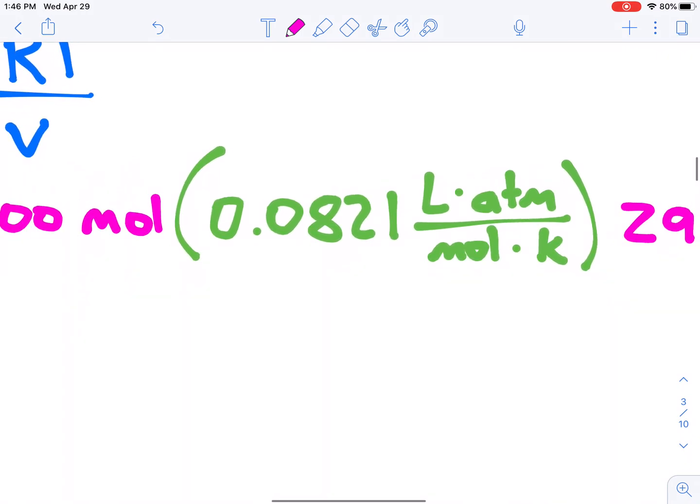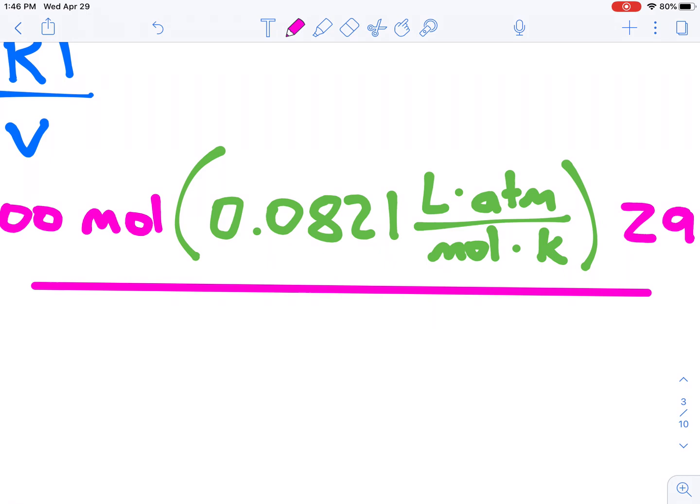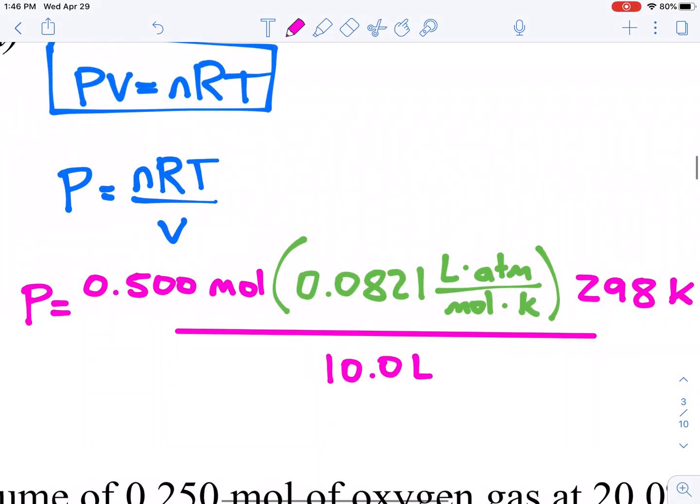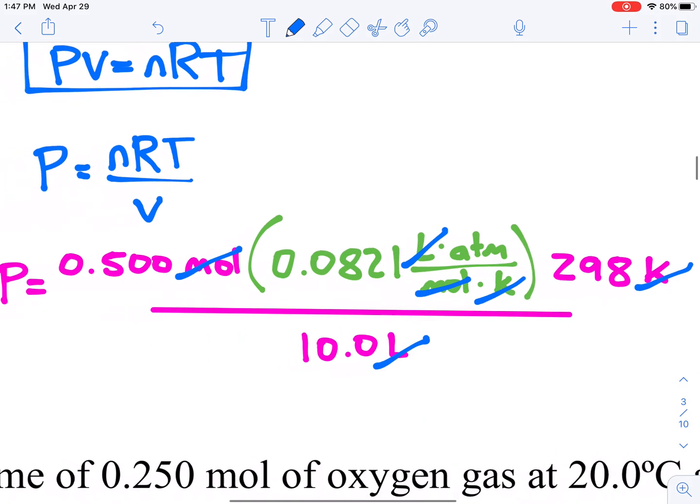And we are putting that all over volume. So our volume, we said, was 10.0 liters. And when you've done that, check out what happens with your units. In the numerator you have moles on top and moles on the bottom, a Kelvin on top and a Kelvin on bottom. You also have, in the whole fraction, a liter on the very top and a liter on the very bottom. So the only thing that's left uncanceled is ATM.